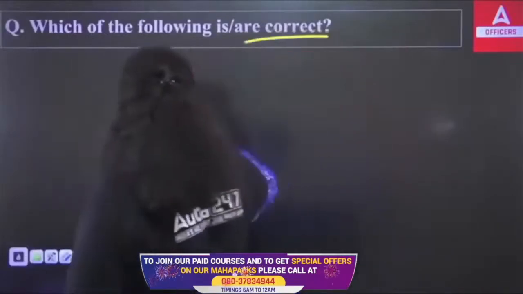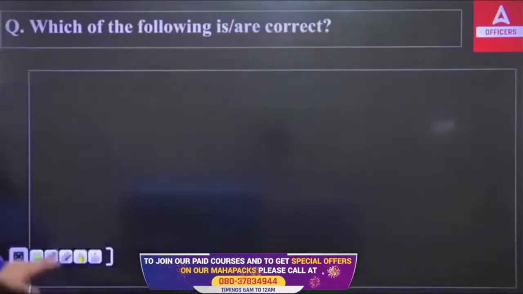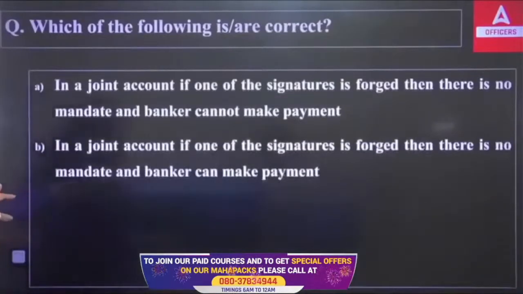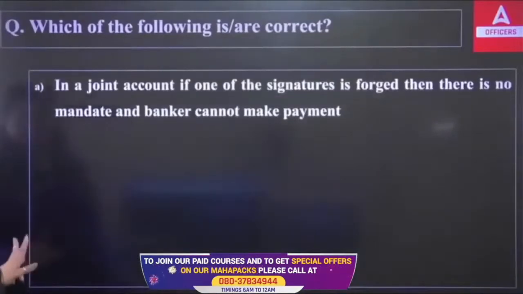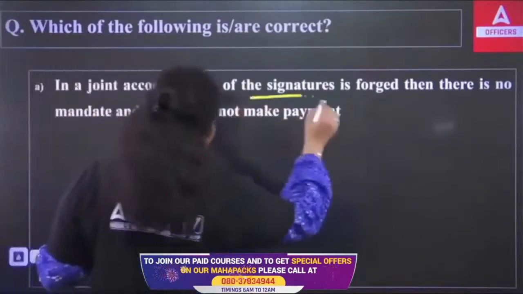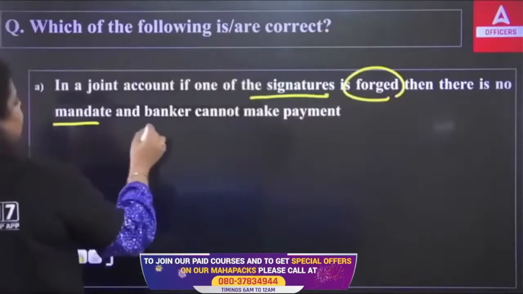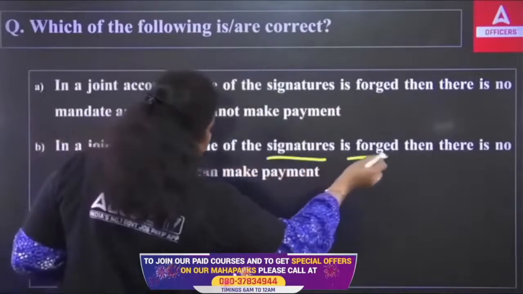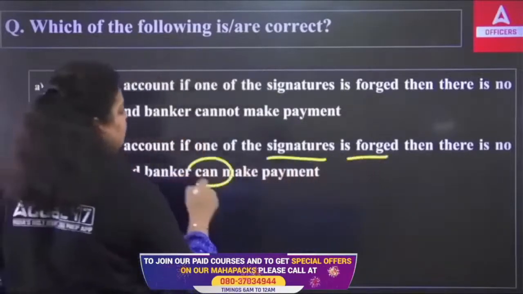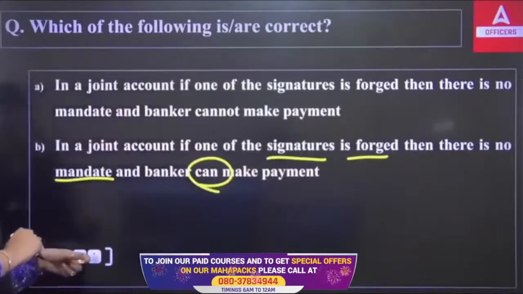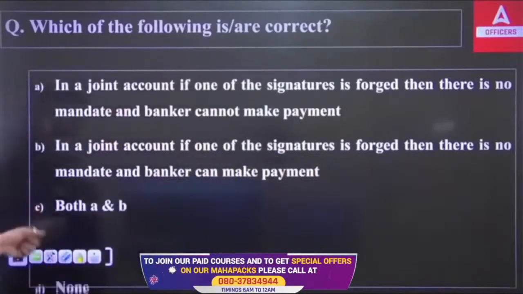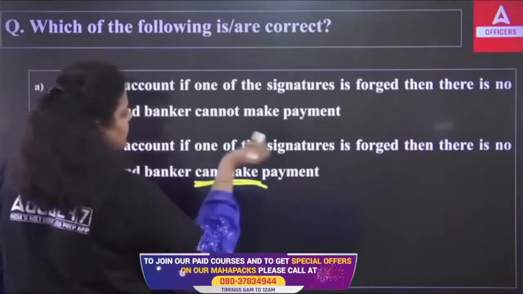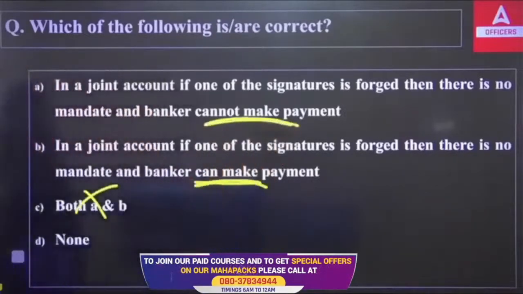Now, which of the following is the correct statement? You have to answer, and we have these statements. The first statement talks about a joint account: if one of the signatures is forged, then there is no mandate and the banker cannot make payment. The second: in a joint account, if one of the signatures is forged, then there is no mandate and the banker can make payment. The third option is both A and B are correct, and the fourth one is D. It can't be both, since the first says the banker cannot make payment and the second says the banker can. So it can't be option C.